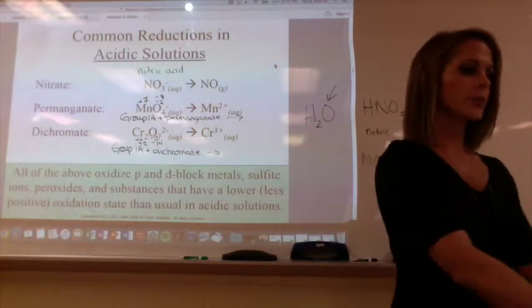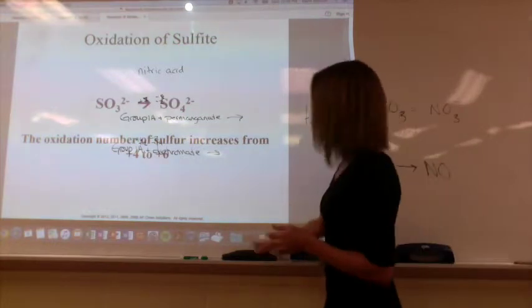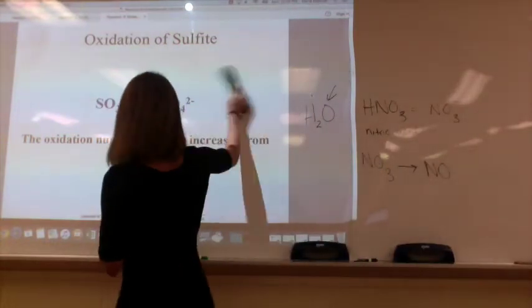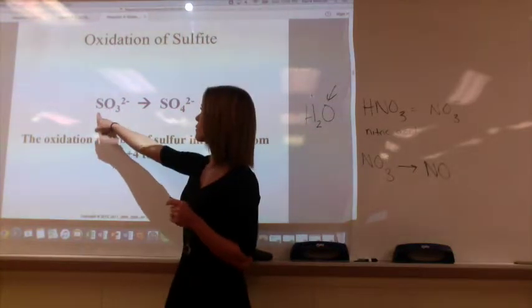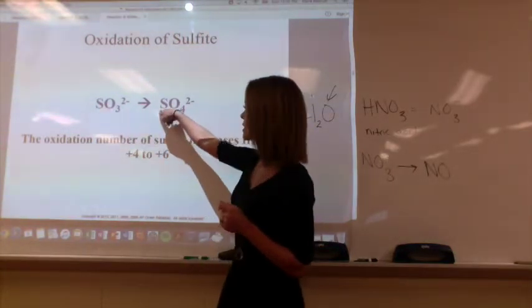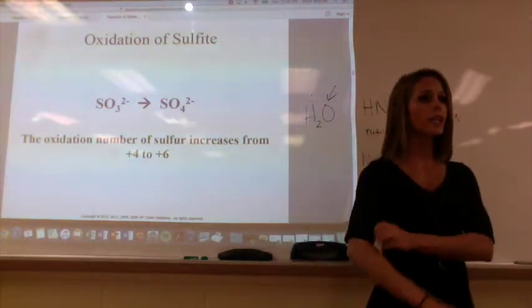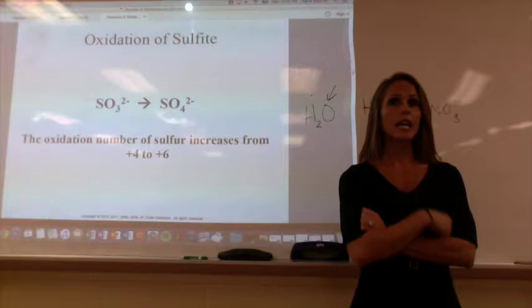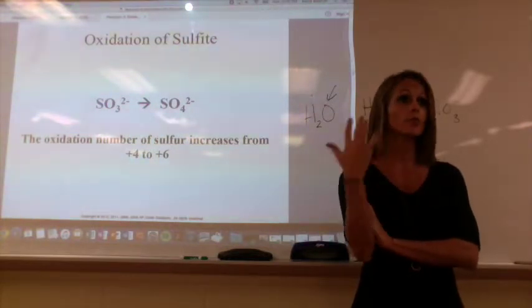So let's look at those. The oxidation of sulfite. It goes from a plus 4, because this is a minus 2, minus 6, plus 4, minus 2, minus 8, plus 6. So it oxidizes. So you're going to memorize that. Sulfite goes to sulfate. Again, it won't say sulfite, but it'll give you a group 1A with sulfite, like sodium sulfite.